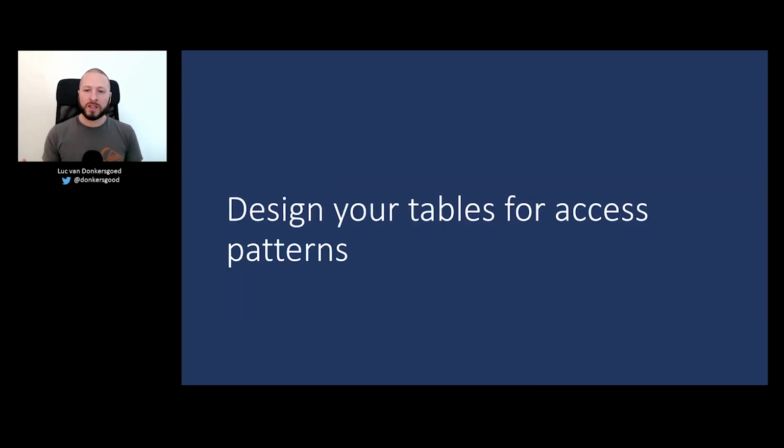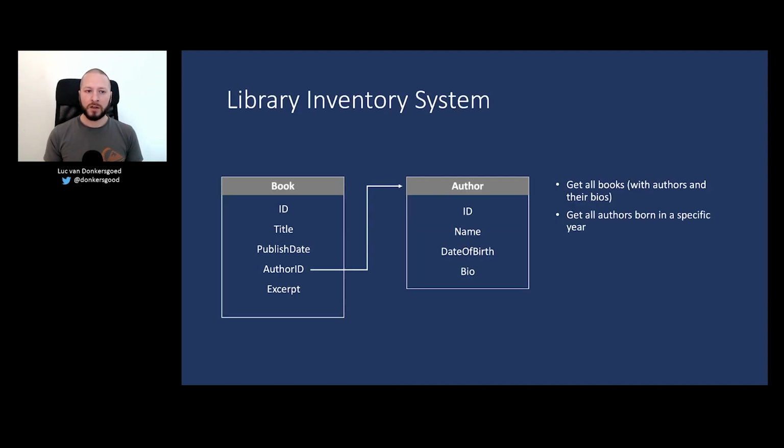So we still need to query our data, and we still need, for example, to query our books with all their authors. But we don't have any join statements. So what DynamoDB states is that you should design your tables for the access patterns of your application. So let's take a look at what that means.